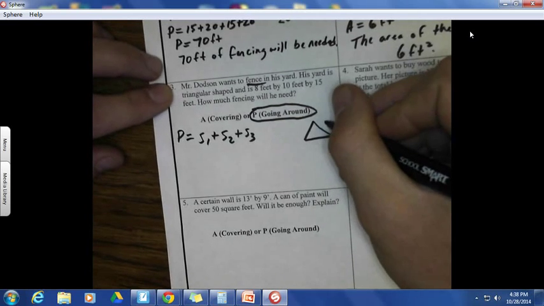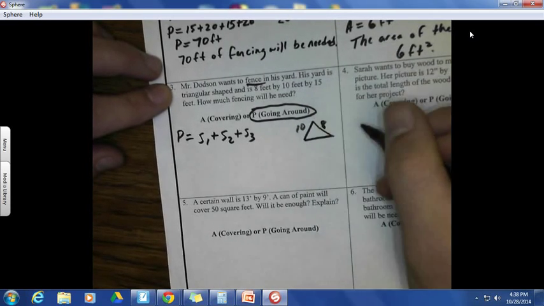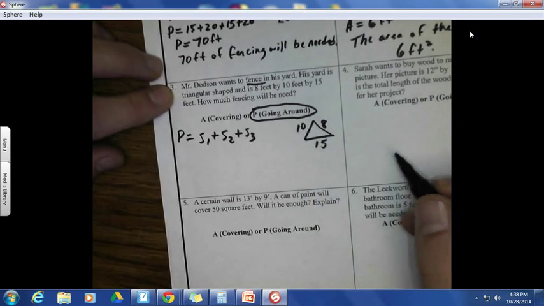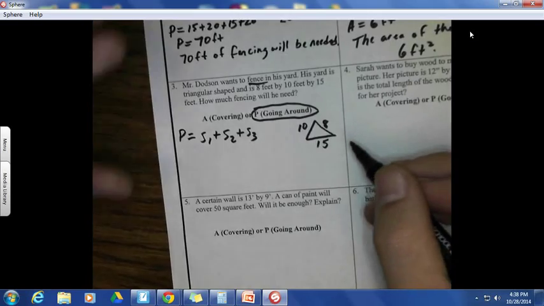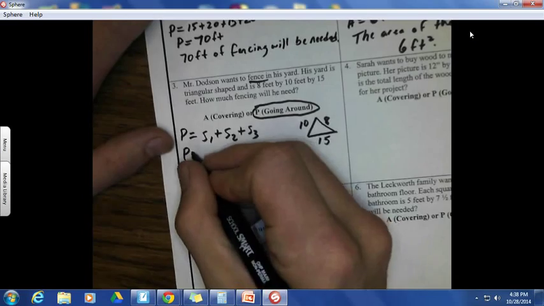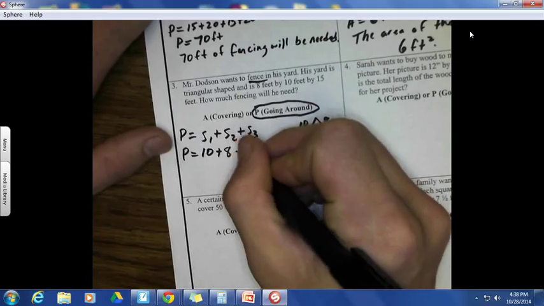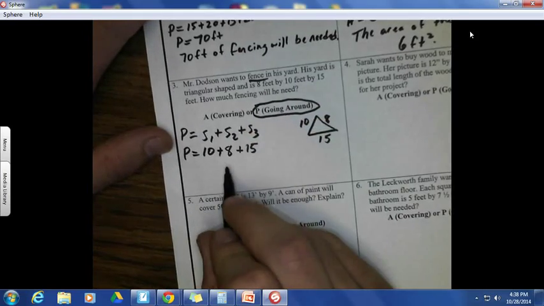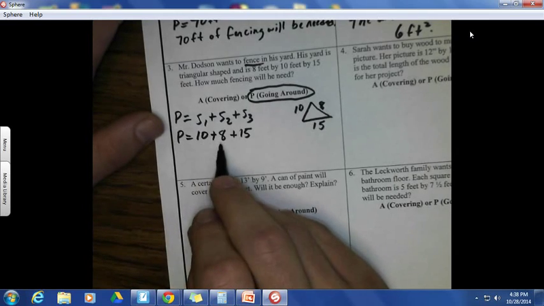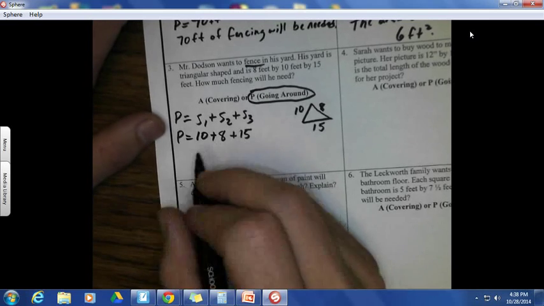and the area that he wants to fence in is 8 feet by 10 feet by 15. So those are the lengths of our sides. That's the length of the yard sides. So I've written the formula. Now we just need to plug in the numbers. We have 10, 8, and 15. So our perimeter is equal to 10 plus 8 plus 15. So 10 plus 8 is 18, plus 15 is 33.